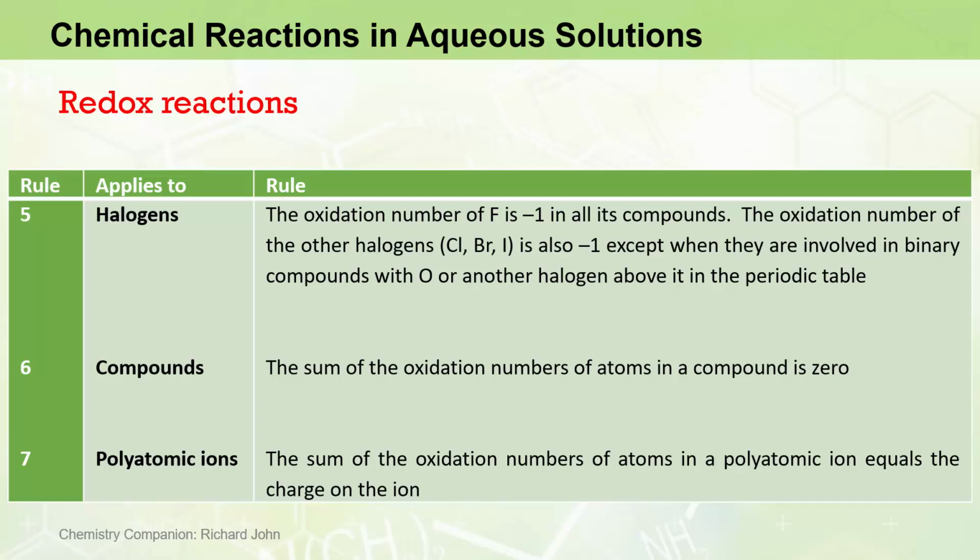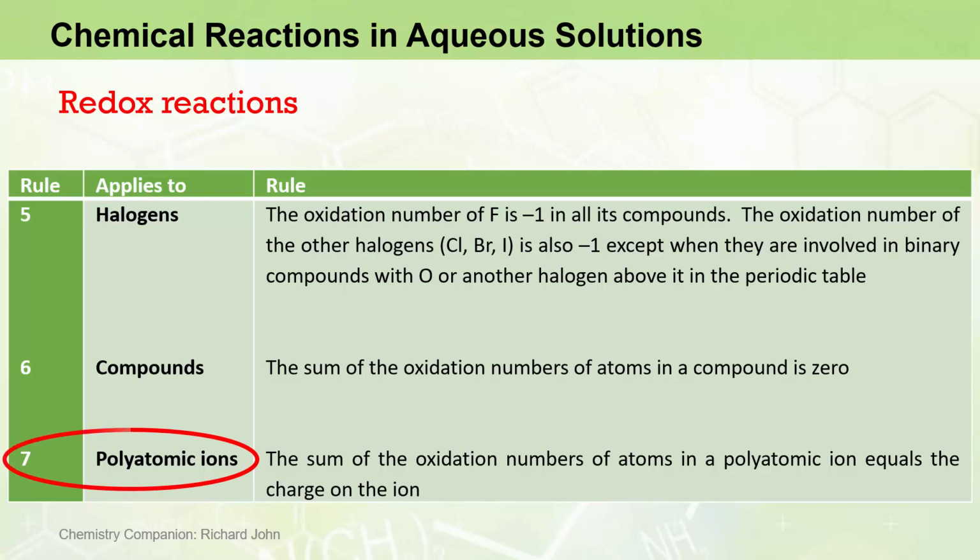Now, this rule appears on the surface to be a bit complex, but in the next video we will see examples of how this rule and other rules apply in more detail. Rule 6 applies to compounds in general. The sum of the oxidation numbers of all atoms in a compound is 0.